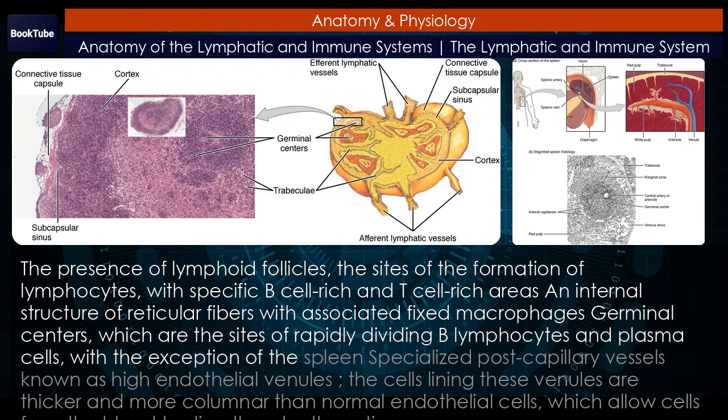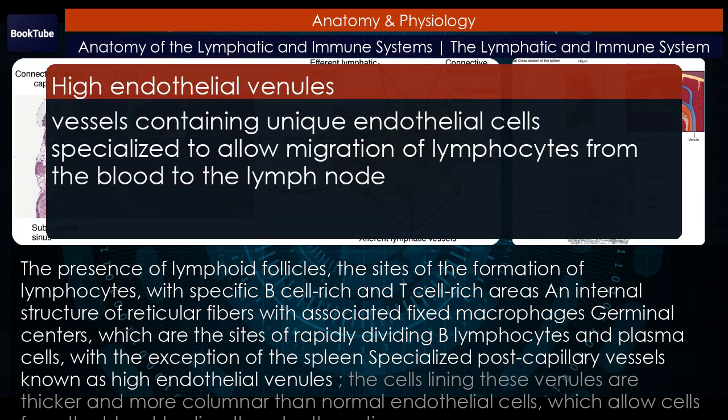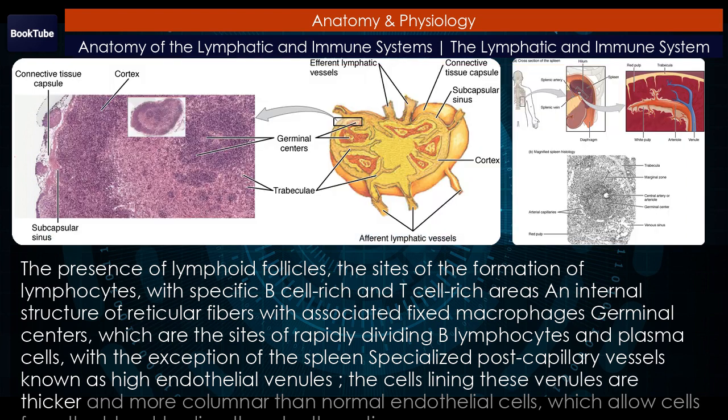With the exception of the spleen, they also have specialized postcapillary vessels known as high endothelial venules. The cells lining these venules are thicker and more columnar than normal endothelial cells, which allow cells from the blood to directly enter these tissues.